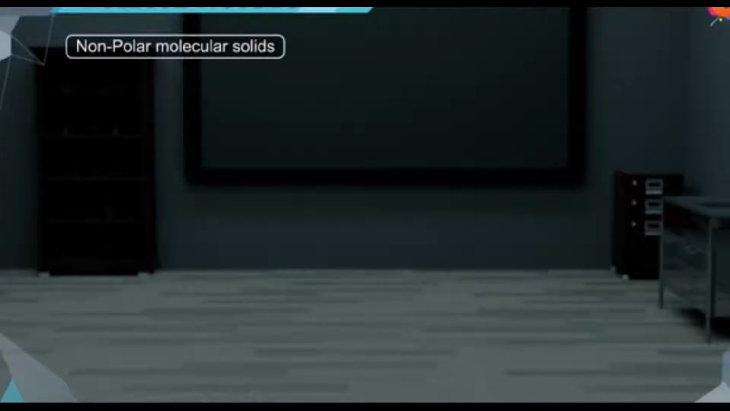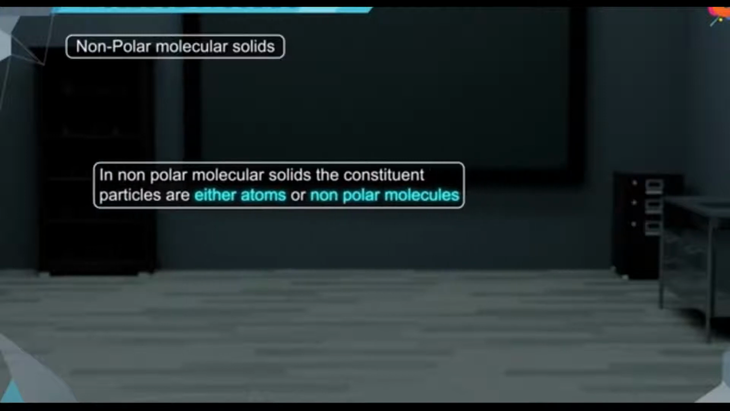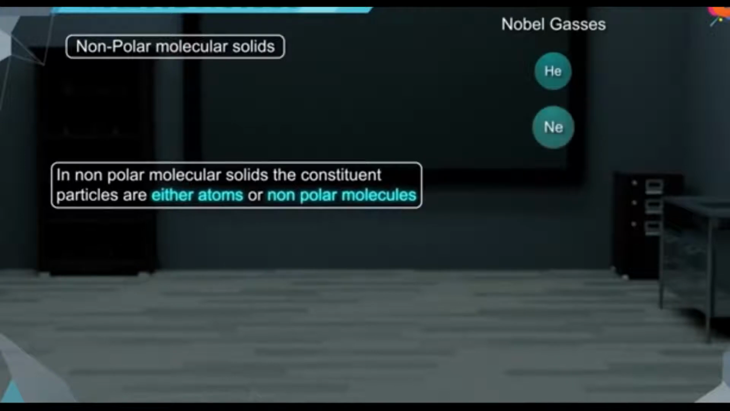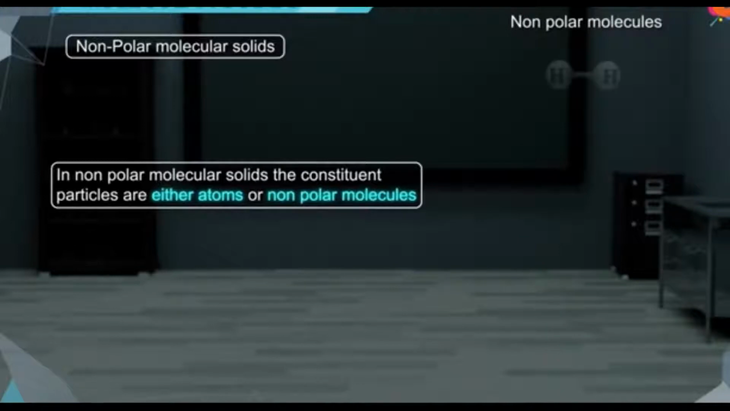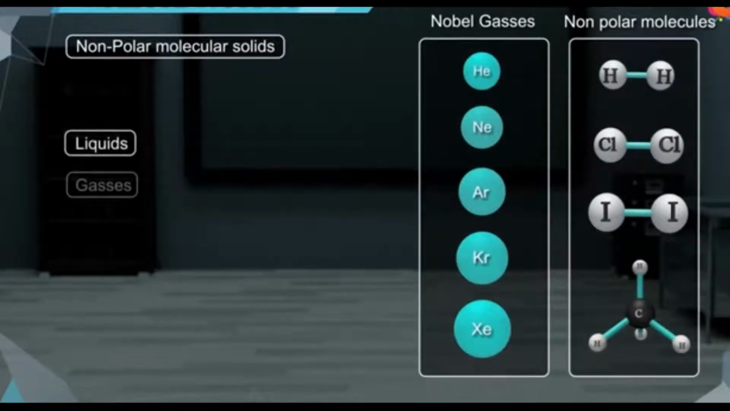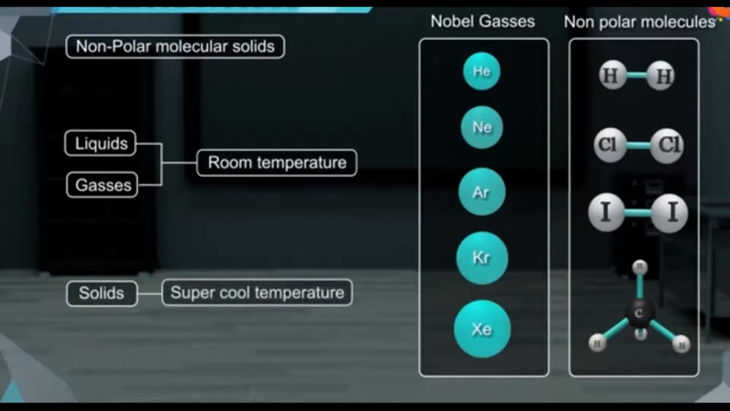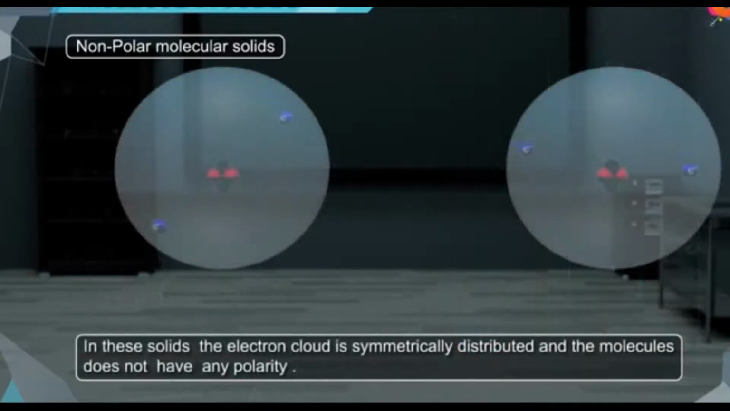In non-polar molecular solids, the constituent particles are either atoms like noble gases such as helium, neon, argon, etc., or non-polar molecules like hydrogen, chlorine, iodine, methane, etc. Generally, they are liquids or gases at room temperature and exist as solids at supercooled temperature. In these solids, the electron cloud is symmetrically distributed and the molecules do not have any polarity.